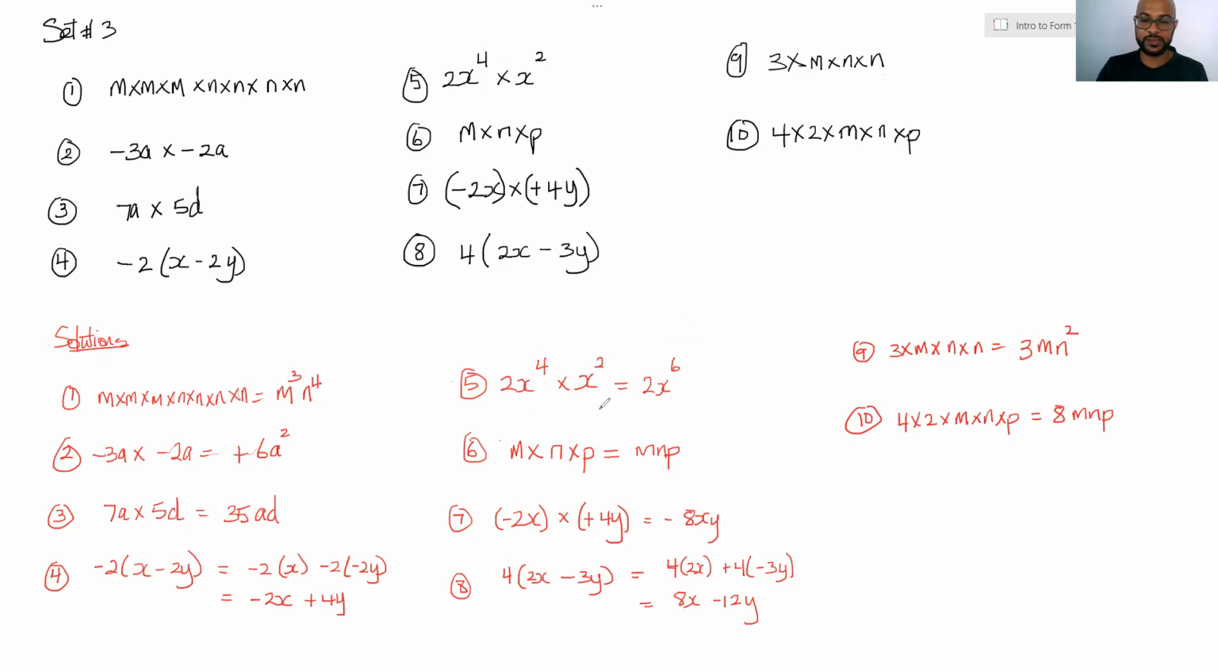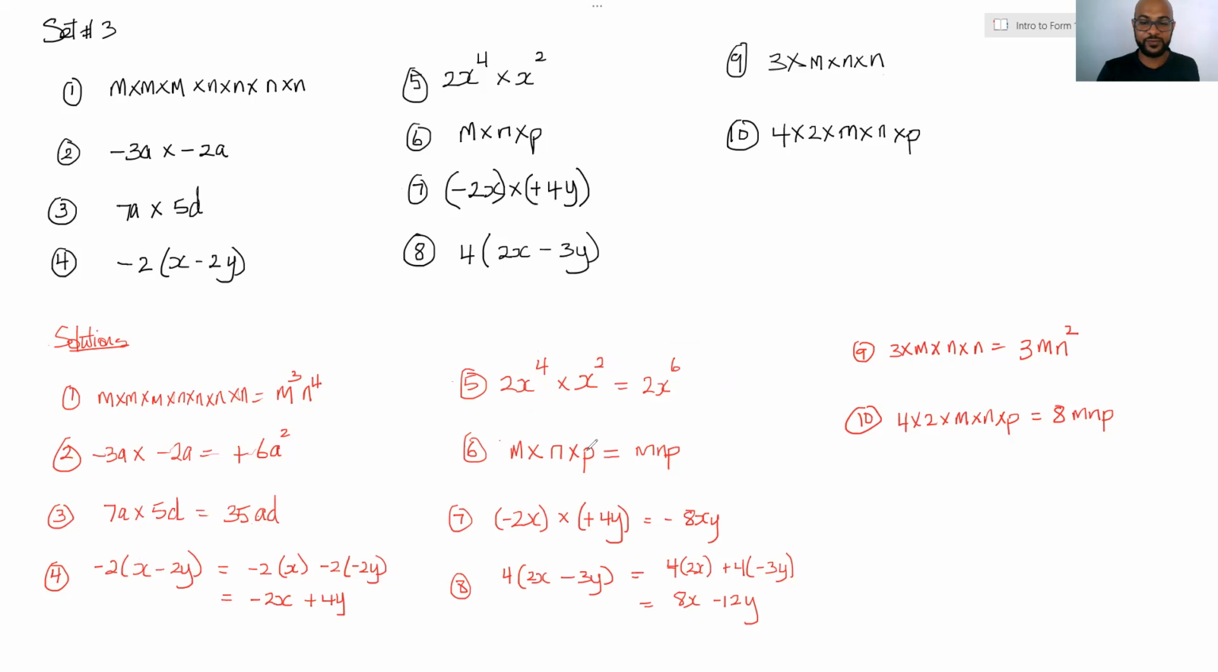Number 6, we're looking at m by n by p. Again, we join the letters together when we're multiplying variables and they're different. So m by n by p, nothing in common there, so there's no need for us to involve any powers or indices. We simply write that as mnp.